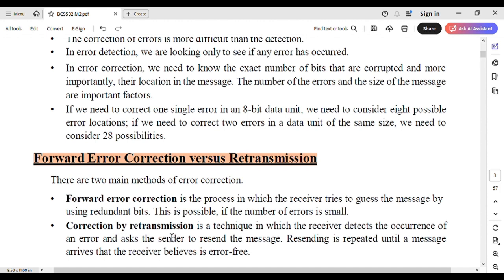Correction by retransmission is a technique in which the receiver detects the occurrence of an error and asks the sender to resend the message. Resending is repeated until the message arrives that the receiver believes is error free. So these are the two different methods for error correction.